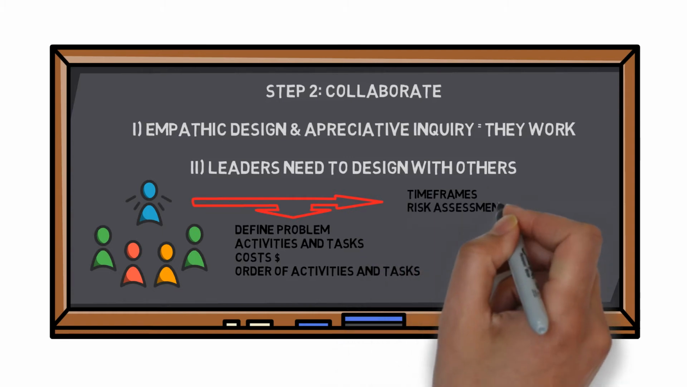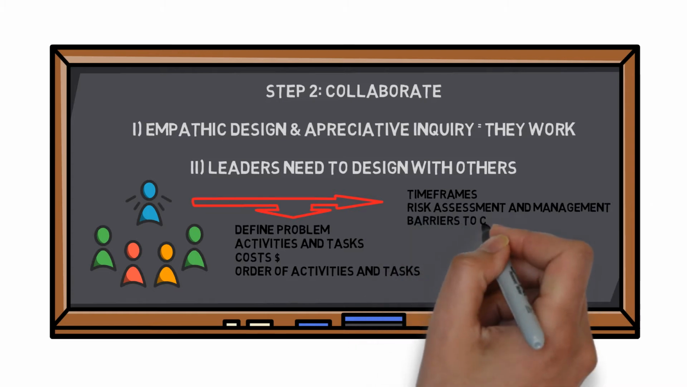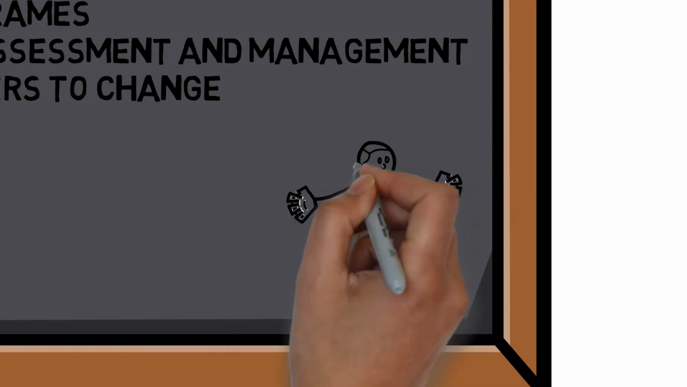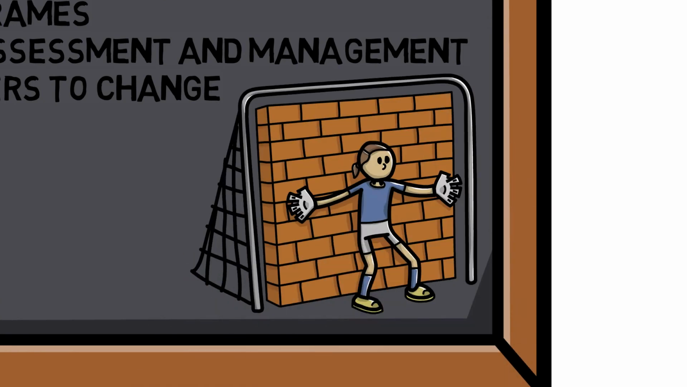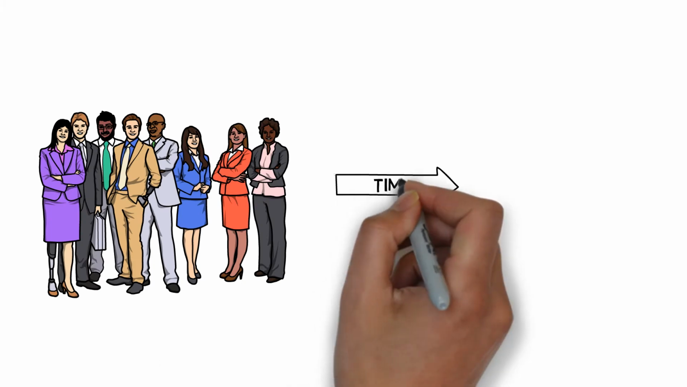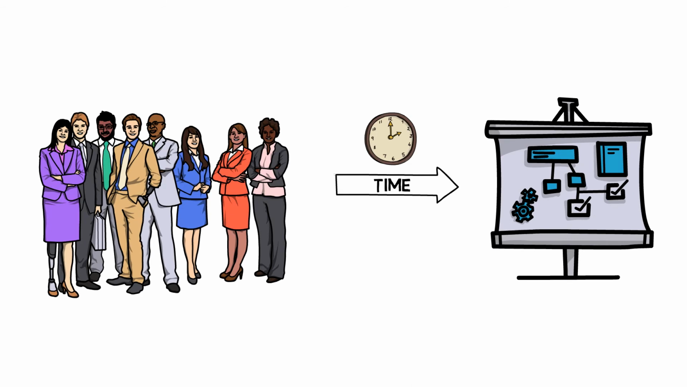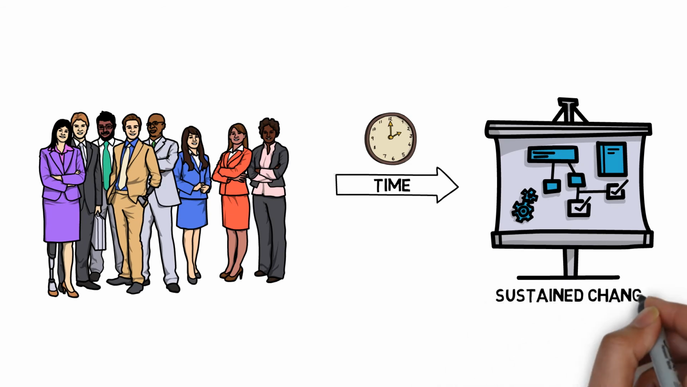Clear definition of the problem being addressed, activities and tasks, costs, order of activities and tasks, timeframes, mitigation of risk, most likely from some type of hazard identification and risk assessment process, barriers to change, resistance expected and unexpected, internal covert and overt resistance. All these are good things to co-design. These collaborative processes that will take place are critical in maintaining or developing valuable relationships with stakeholders within and outside your organization. These relationships will help to maintain sustainability and long-term success of change to be implemented.